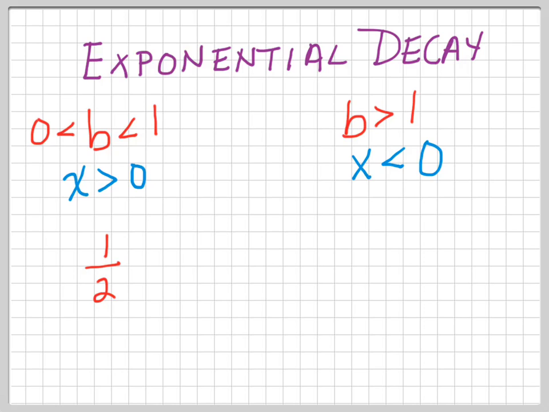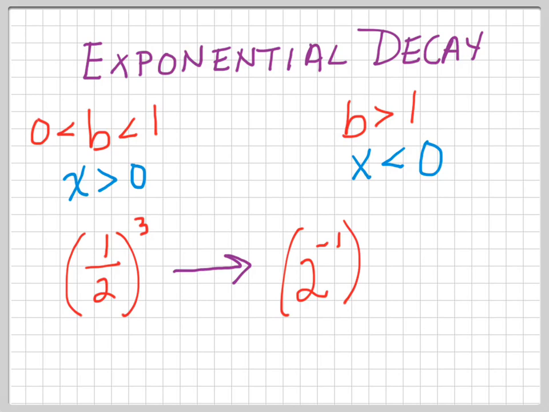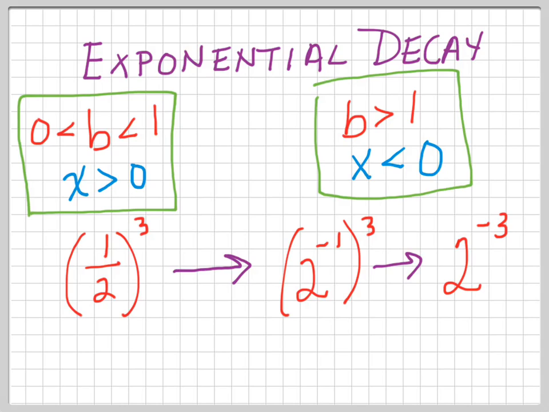Again, here's another example. For instance, if you have 1/2 to the third, that can be written as 2 to the negative 1 to the third. Multiplying the exponents together, we get 2 to the negative 3. So, when the base is between 0 and 1 and the exponent's positive, that's the same as when the base is greater than 1 and the exponent is negative. These two things are the same.